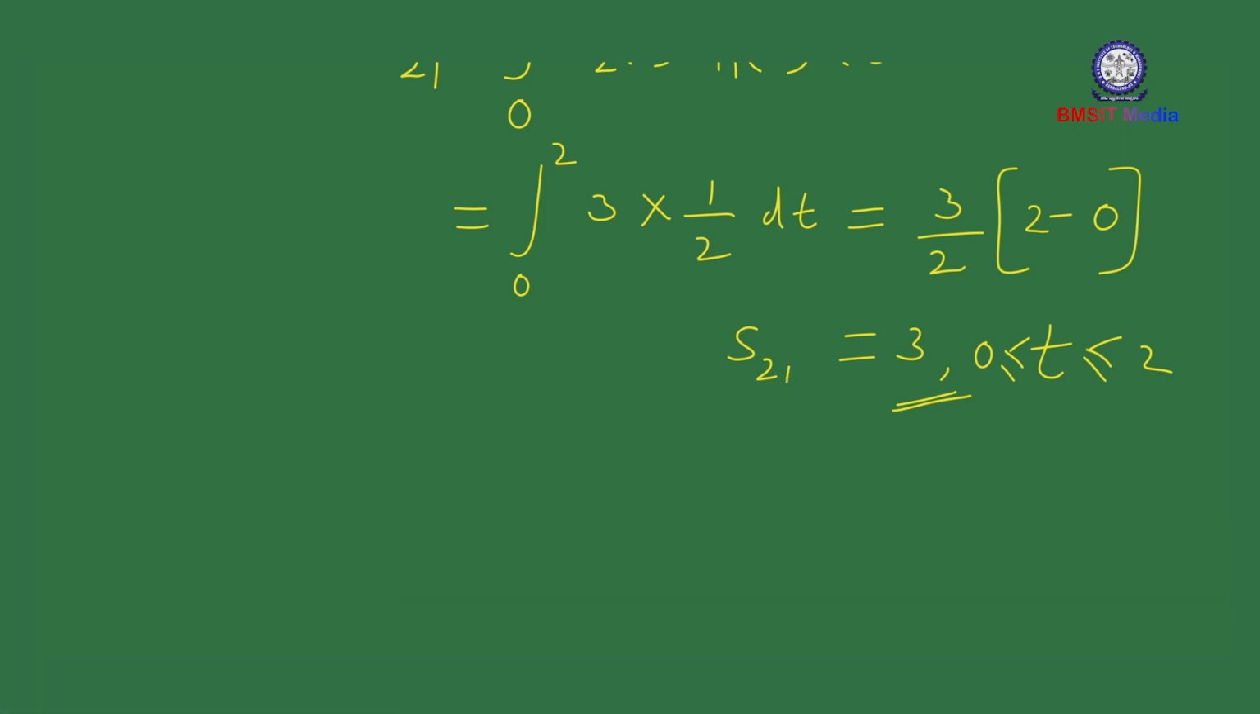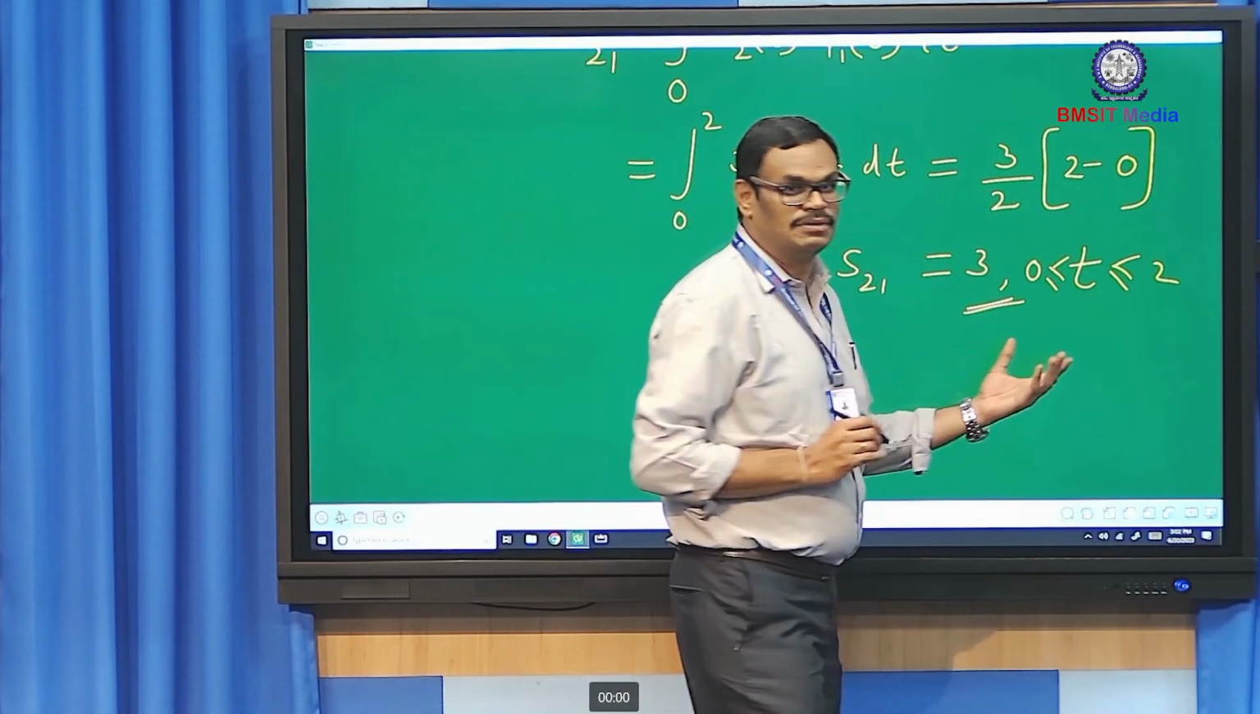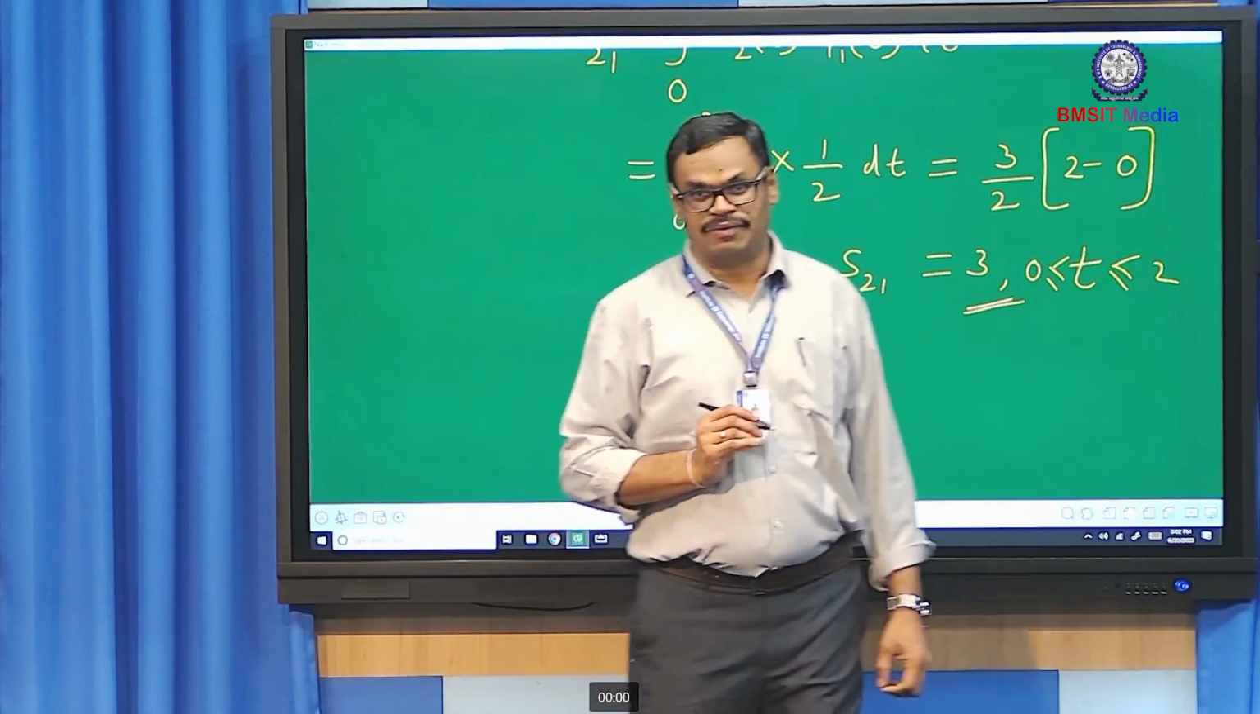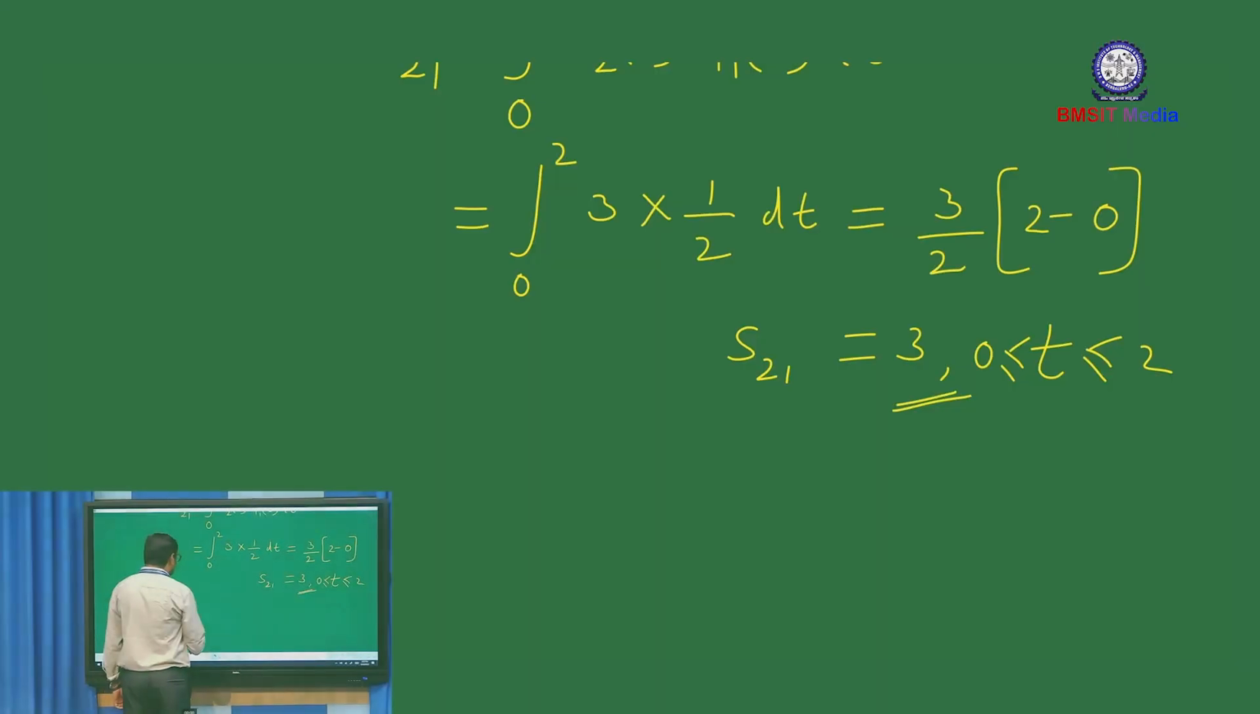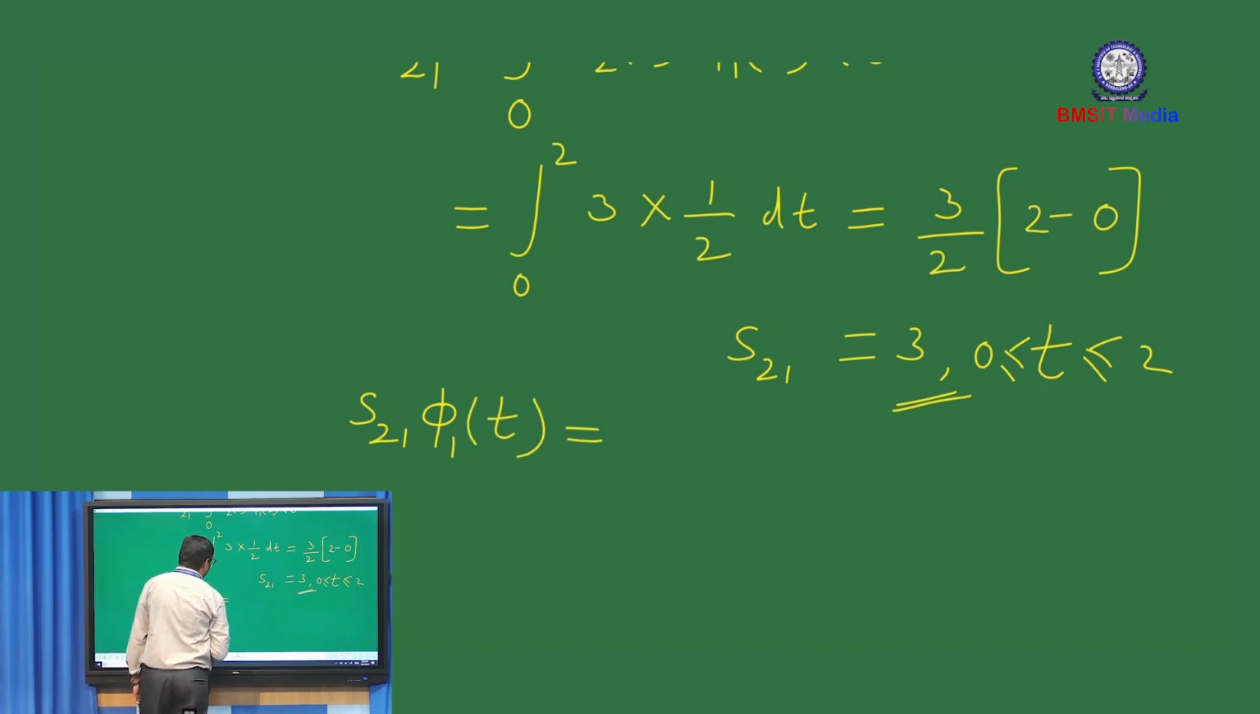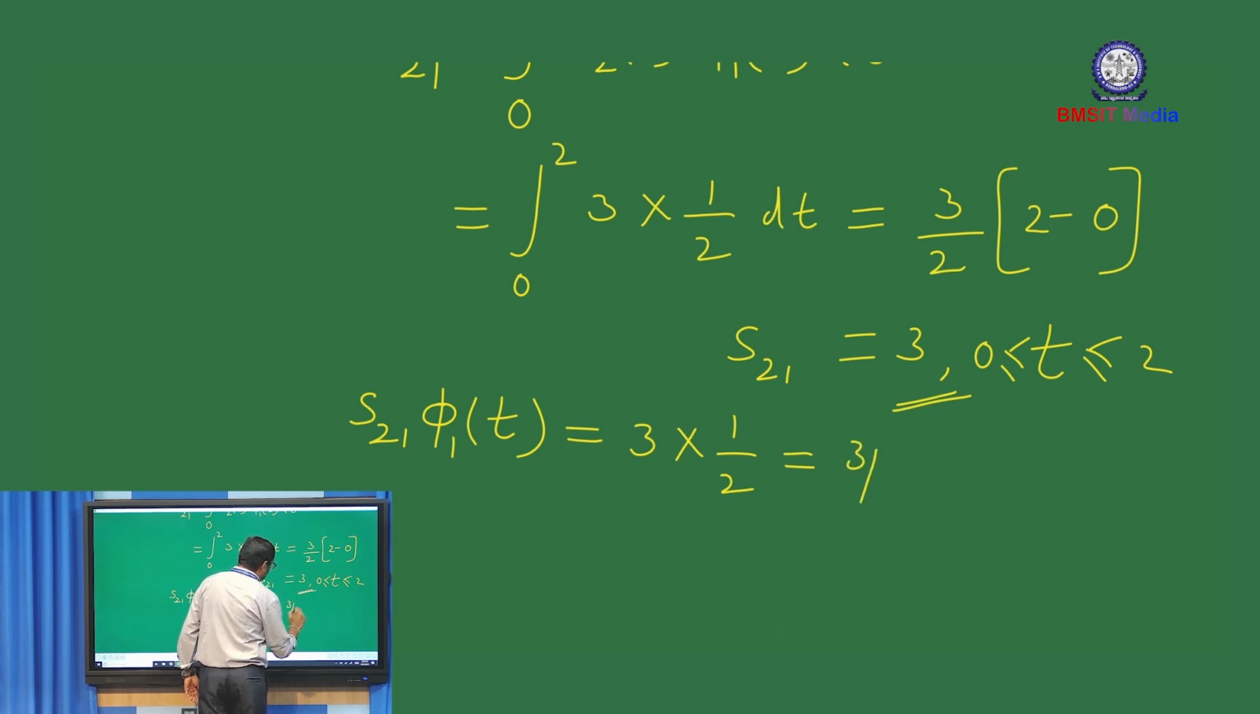So once I find the value of S21 as 3 for the interval 0 to 2, and for other values of t it is 0, then I can find out what is G2 of t. So let me find out S21 pi 1 of t. S21 is 3 over a period 0 to 2, and pi 1 of t is 1 by 2, so which is equal to 3 by 2 over the interval 0 to 2.